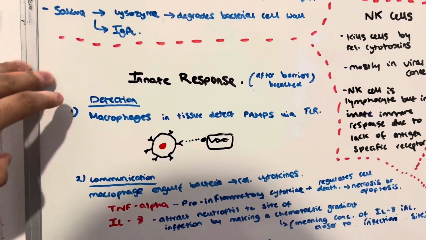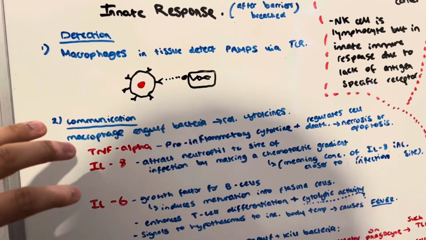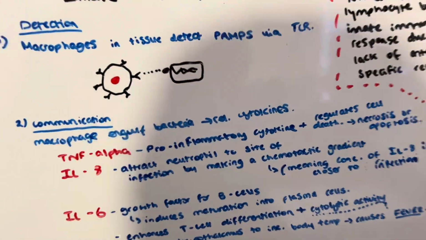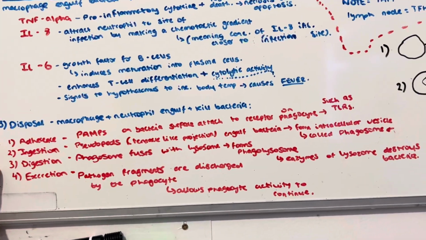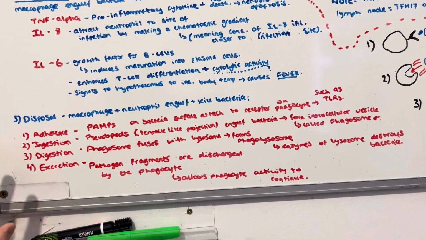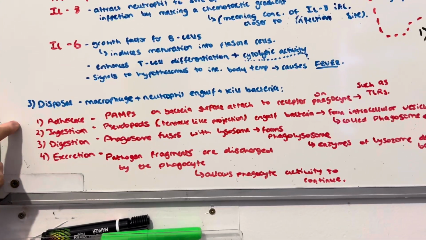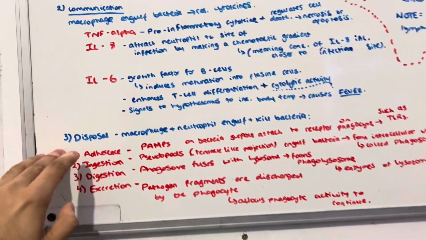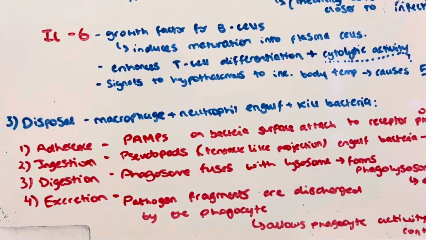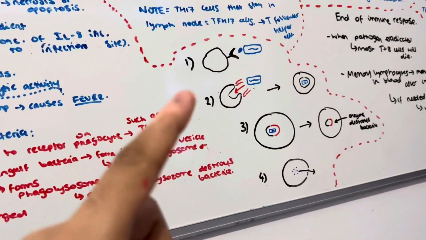Now, I'll just quickly summarize. So innate response, we've got detection, we've got communication, which is the macrophages engulf the bacteria, thus release your cytokines. Now we're going to go on to disposal. Now disposal, I've added a bit more information than potentially we need to know, but I like to know the mechanism. So disposal is split into 4 main steps. We've got adherence, ingestion, digestion, and excretion. So in disposal, our macrophages and neutrophils would engulf and kill the bacteria. The way this happens, I've also got a diagram which I'll explain afterwards, inshallah.